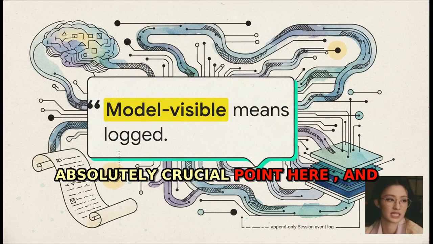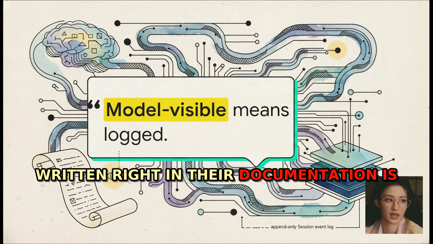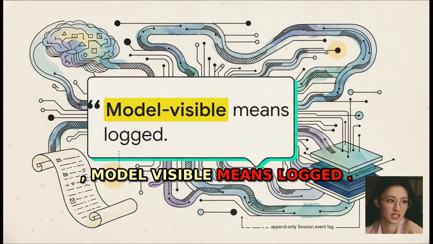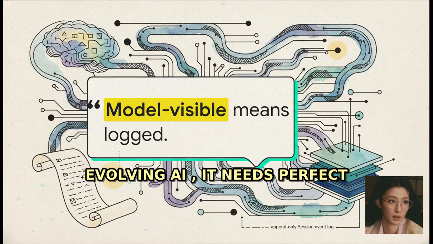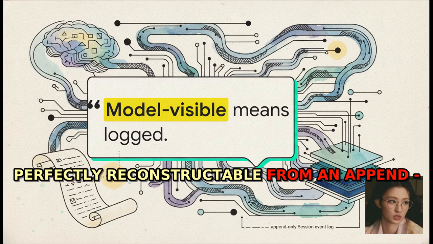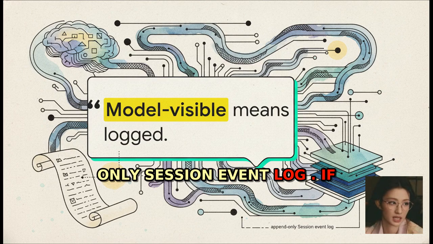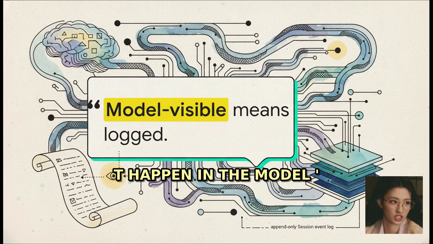So the absolutely crucial point here, and this is a profound architectural rule written right in their documentation, is model visible means logged. If we want a self-evolving AI, it needs perfect memory. Anything the AI model sees or touches has to be perfectly reconstructible from an append-only session event log. If it isn't in the log, it essentially didn't happen in the model's universe.